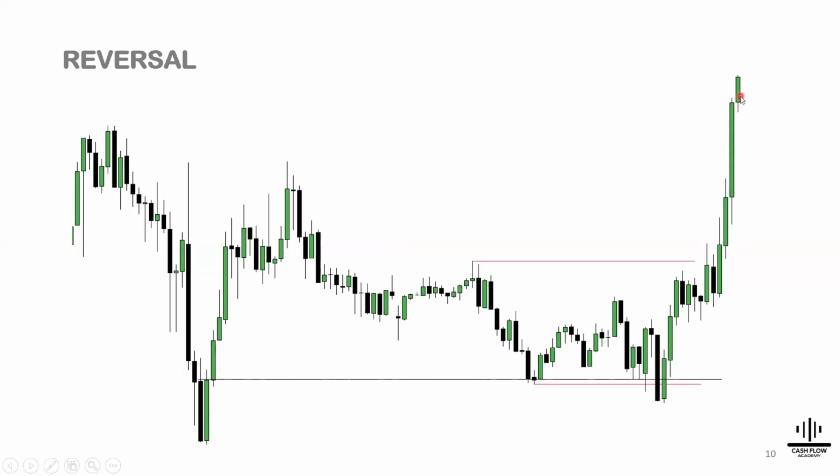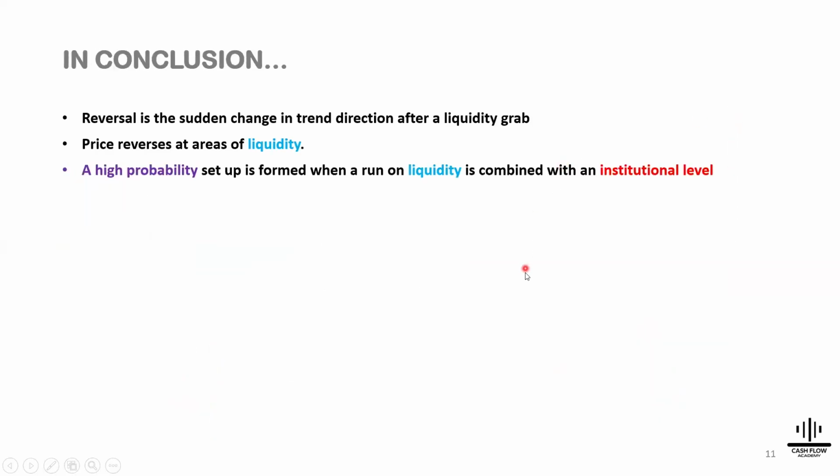in that predetermined direction. In conclusion, reversal is the sudden change in trend direction after a liquidity grab. Price reverses at areas of liquidity. A high probability setup is formed when a run on liquidity is combined with an institutional level.